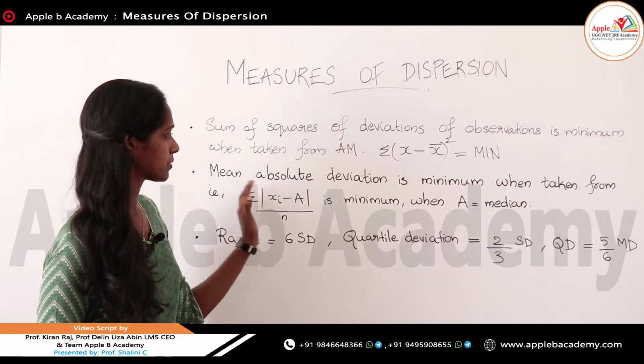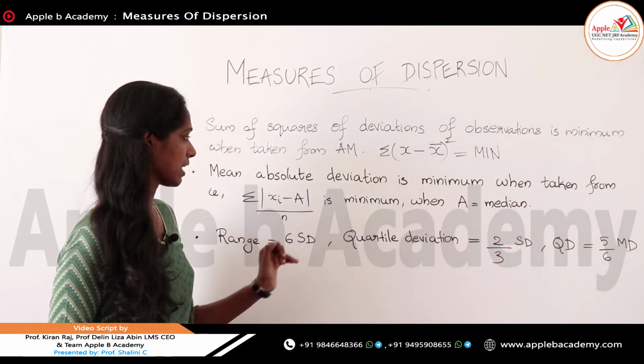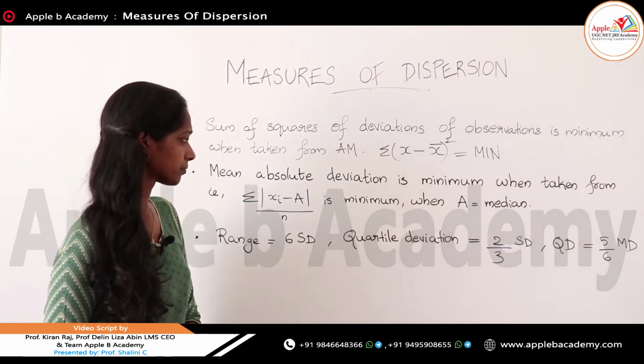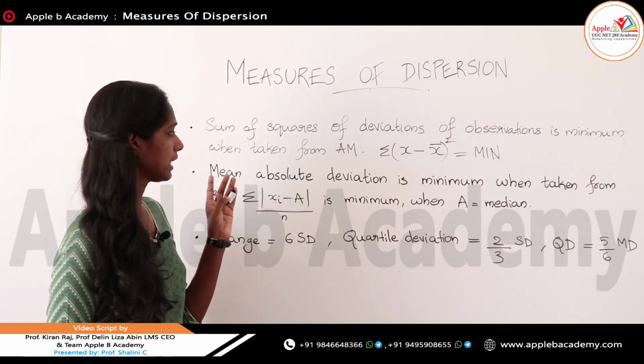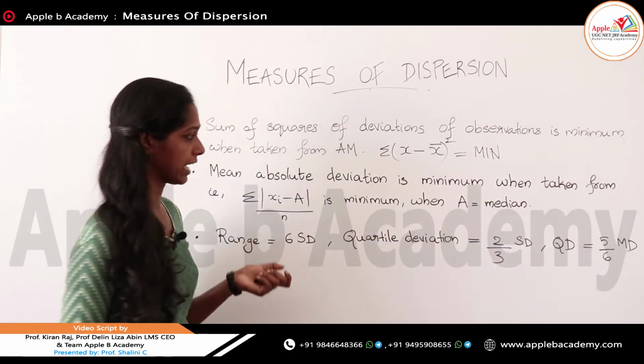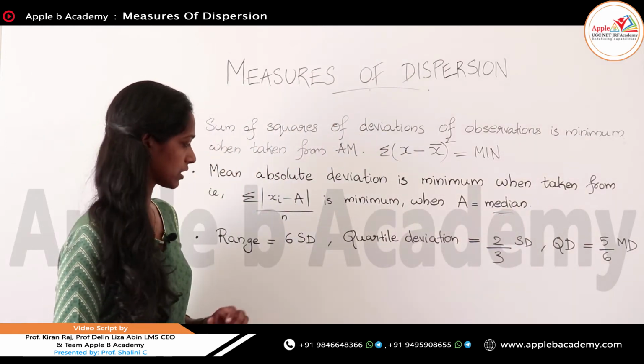Secondly, mean absolute deviation, sigma |xi - a| by n, is minimum when a is equal to median. So this is another property of the measures of dispersion.